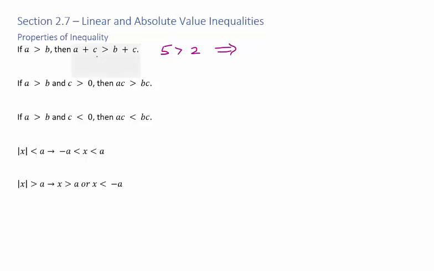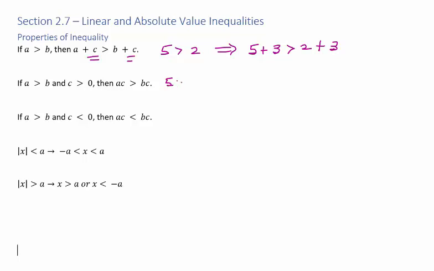And what this is telling us is we can add the same number to both sides and the inequality should still hold. So 5 plus 3 should be greater than 2 plus 3, which it is. Now the next one: if A is greater than B and C is greater than 0, so that means C is a positive number, then A times C is greater than B times C. Okay, so we can multiply by the same number on each side of the inequality.